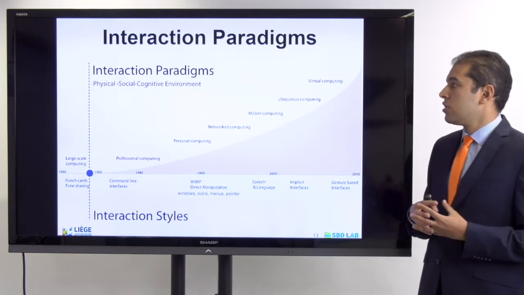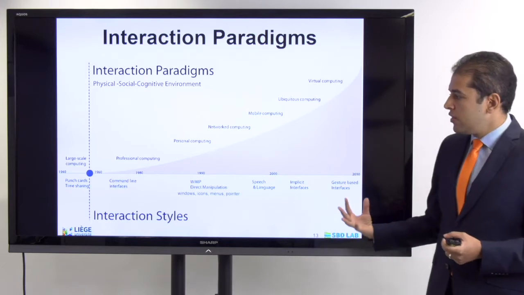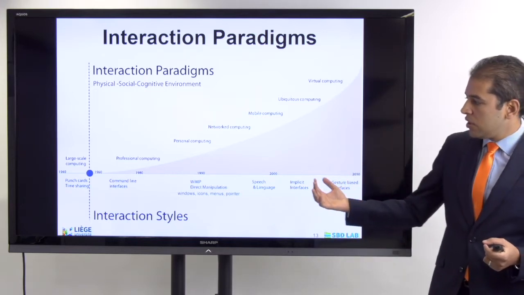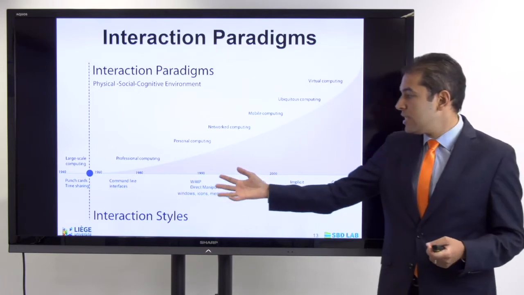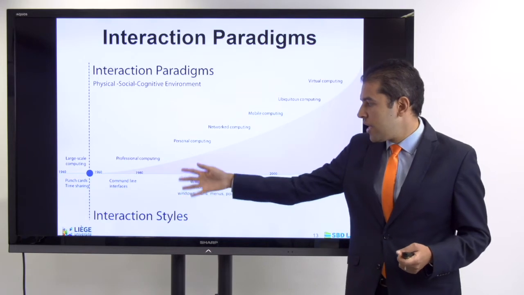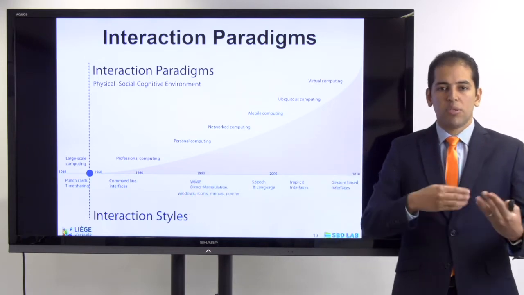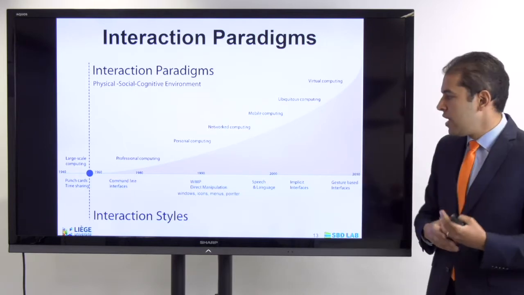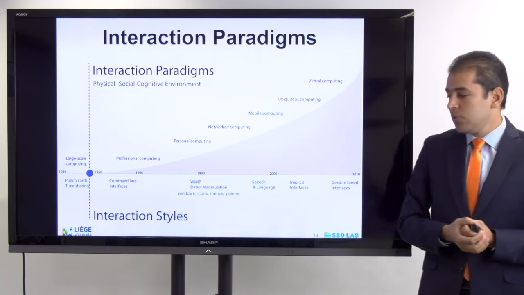physical, social, cognitive environments, we find that there are different interaction styles. The earliest interaction style was when we had the first emerging computers in the 50s and the 60s, the command line interfaces, where we had some computer professionalism. With cards, you communicate with a machine and you have a 0-1 coding system. This was the earliest way of interaction with computers.